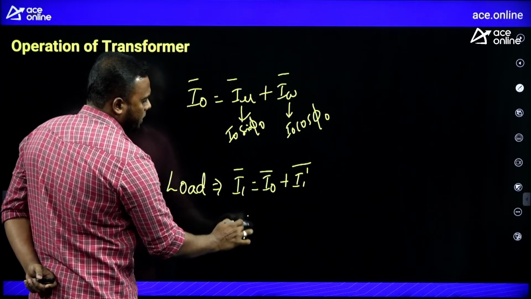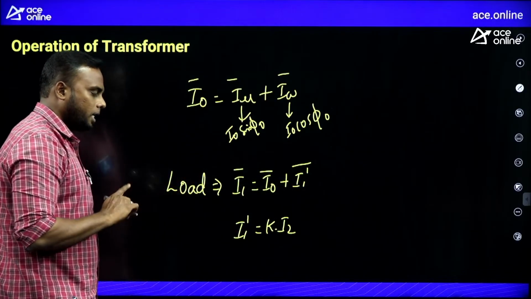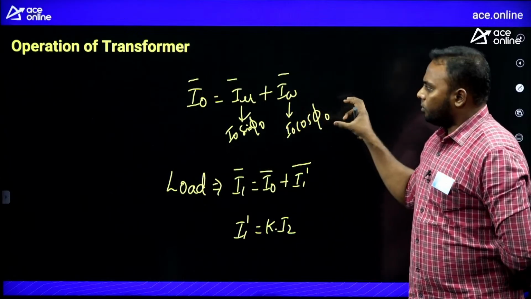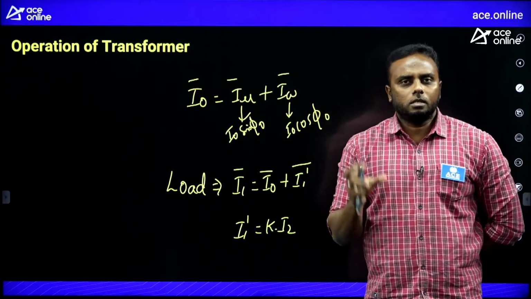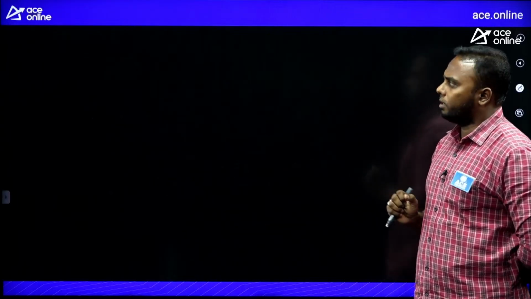And what is the equation for I1 dash? It depends on secondary current or load current, that is K times I2. Okay. Now remember these points from no load and load operation. And what is the flux in the core? It is a constant flux device and constant power device.